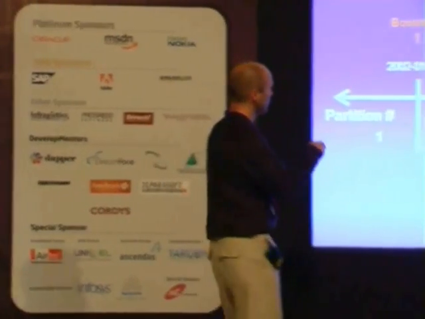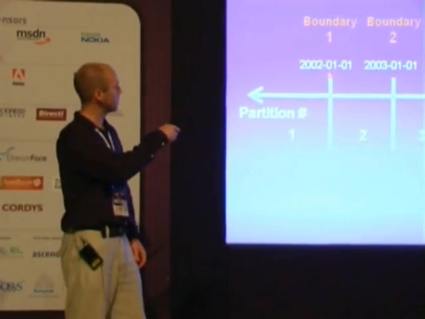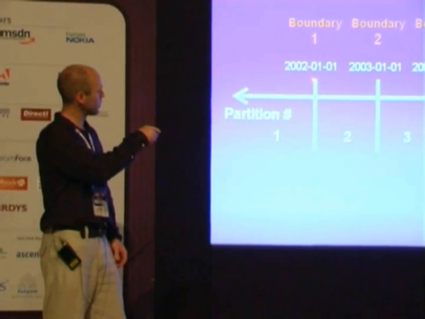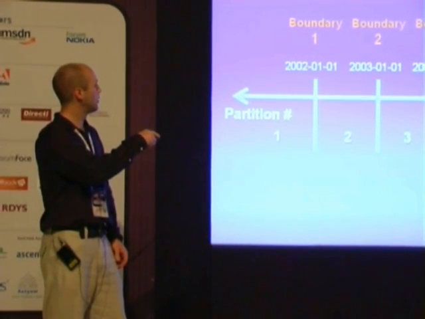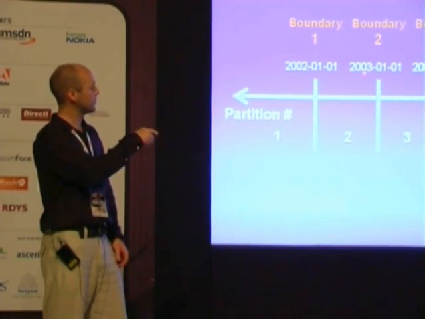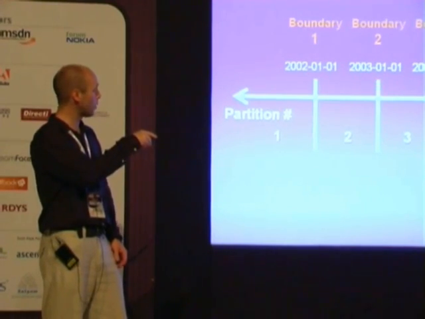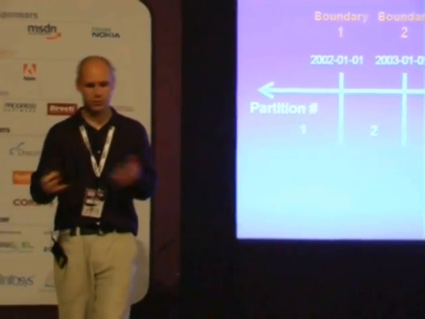If it was a left partition function, it would be just the opposite: everything from January 1st, 2002 and before would be in this partition. Everything from January 1st, 2003 and before would be in this partition. So it's just semantics on what value is actually included in the actual boundary.